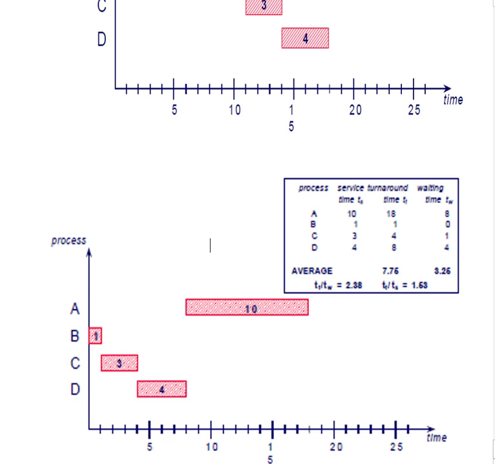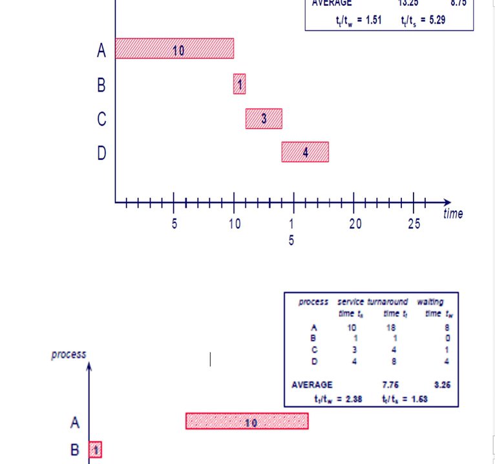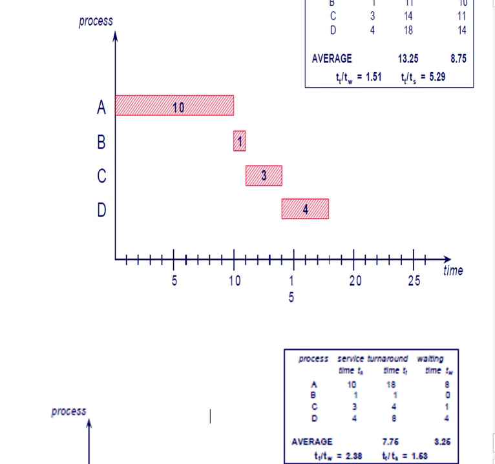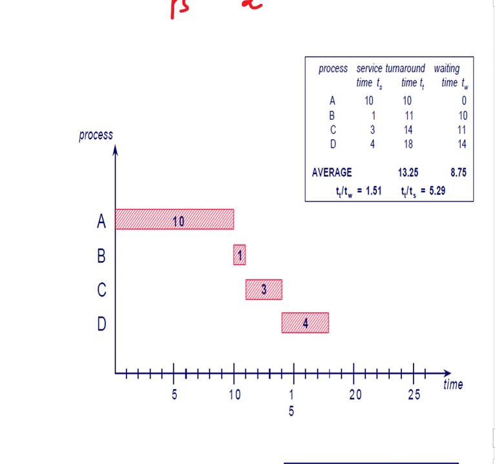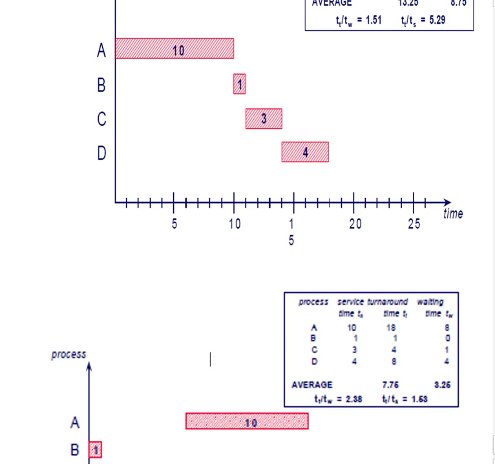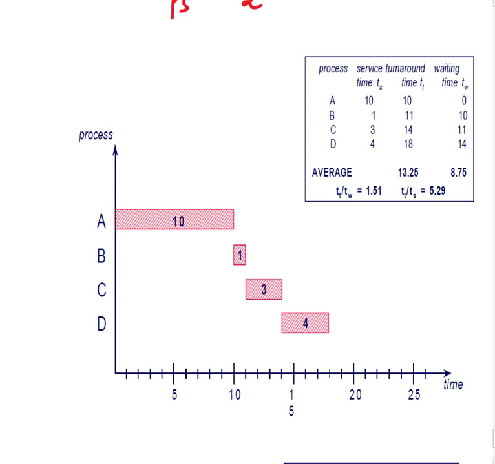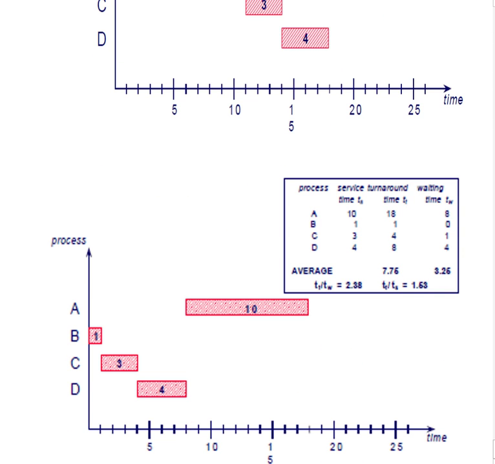Okay, so let's see what the average turnaround time and average waiting time will be. Here it was 13.25, right? The average turnaround time. But here it is 7.76 only. So it has dropped down. It was 8.75 waiting time, and here it is 3.26 only. So average waiting time and average turnaround time dramatically drop, because we load the shortest job first. But there are problems in it.